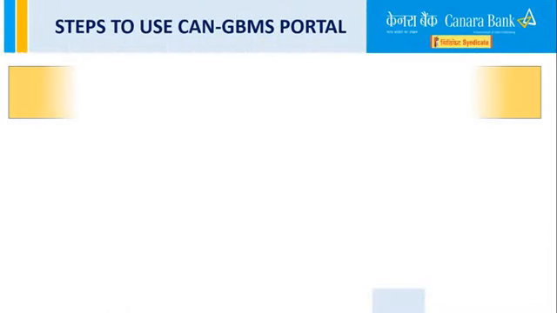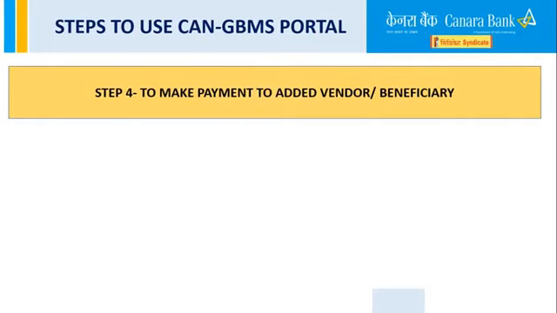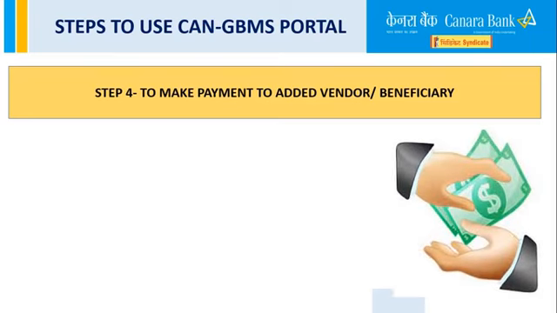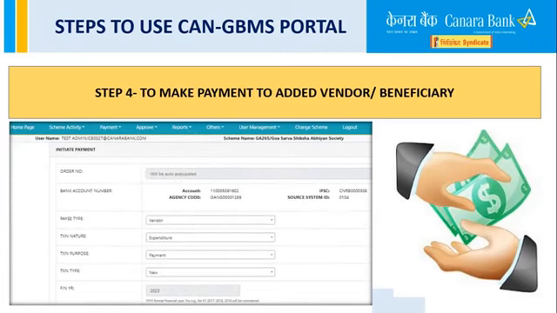So now we will move to the fourth step: make payment to the added vendor. Let's see how to initiate the payment, authorize that payment and print the PPA. Note that for school daily expenses you have to transfer the amount from your PFMS account to your administrative or holding account of the school.